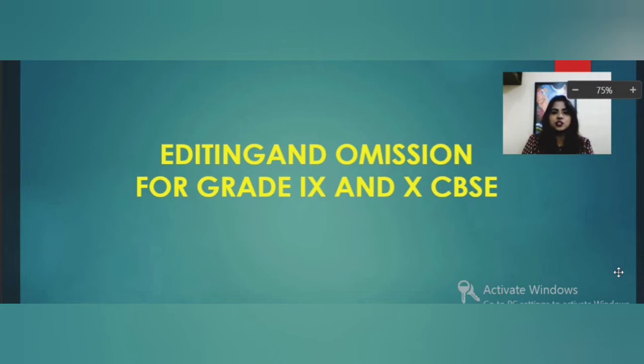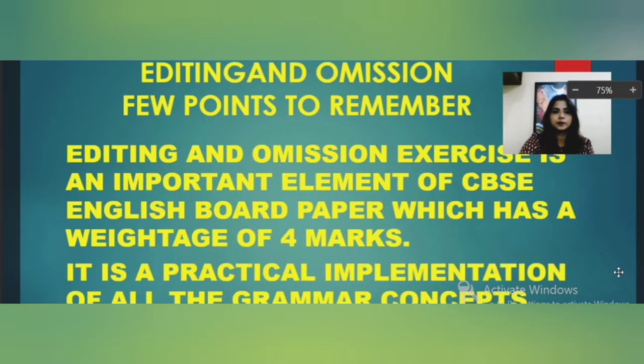Today I am going to teach you editing and omission, an important element of grade 10 English CBSE paper. Editing and omission, few points to remember. Editing and omission exercise is an important element of CBSE English paper which has a weightage of 4 marks. It is a practical implementation of all the grammar concepts which students learn till middle school.